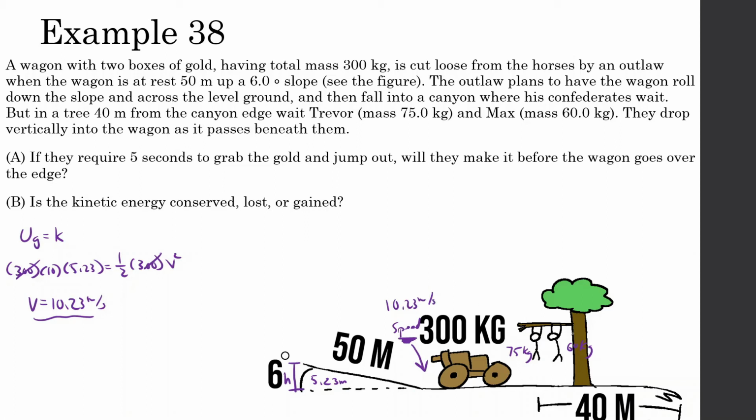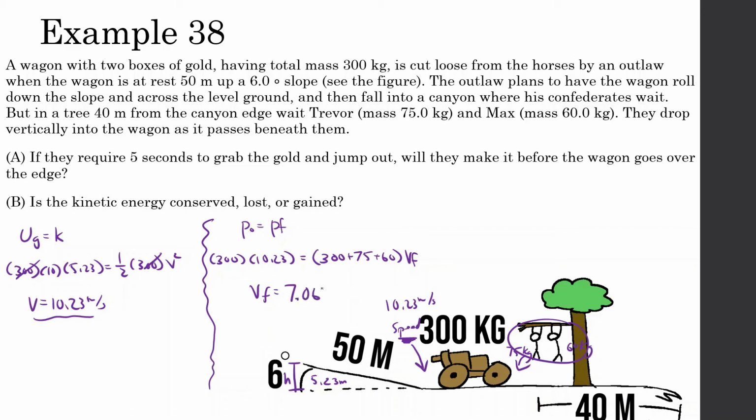Now, when it's at the bottom of the hill, these two people fall onto this cart. And what we should know is the momentum is going to be conserved. So we want to find what the momentum is before they fall onto the cart and then after they fall onto the cart. So the cart at the beginning has a mass of 300. It's moving with the speed of 10.23, which we just found. But afterwards, the mass increases. 300, these two people jump onto it, so it's going to be plus 75 plus 60. And we want to now find what the new velocity is going to be. So let me put this in. 300 times 10.23, divide this by 300 plus 75 plus 60. And it's going to give us a velocity of 7.06.